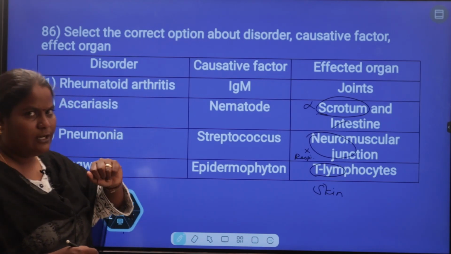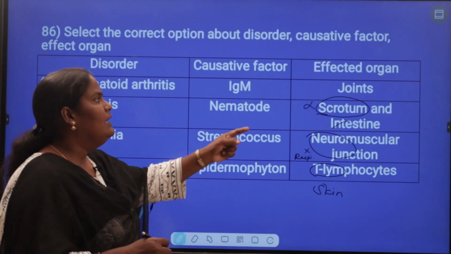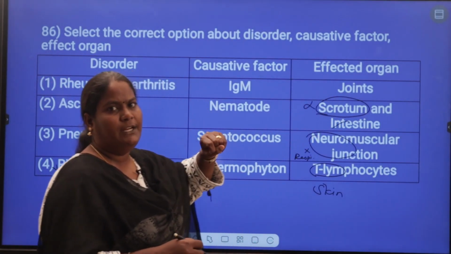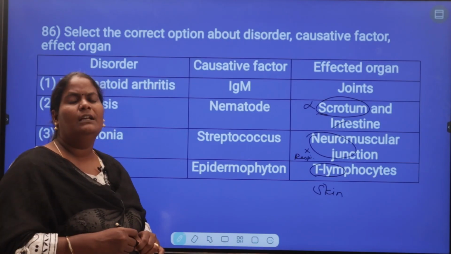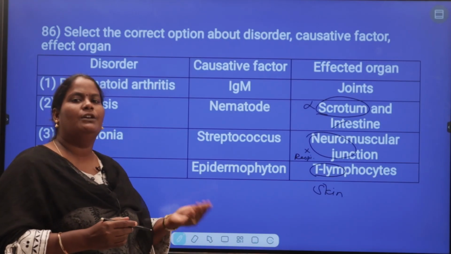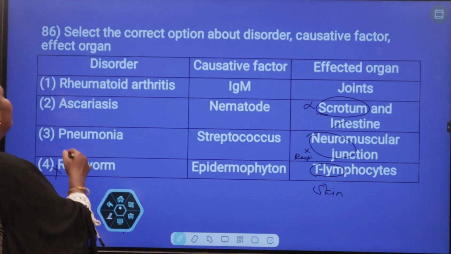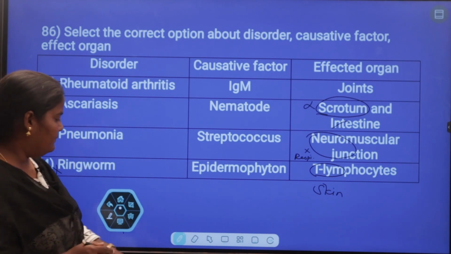Rheumatoid arthritis is an autoimmune disorder that affects the joints of the individual due to the effect of immunoglobulin M on their own tissues. So the answer for this question is the first option.